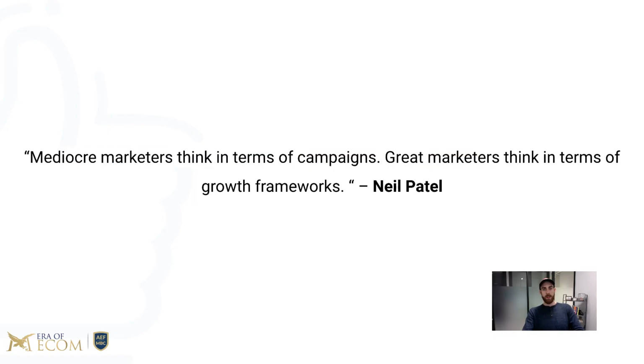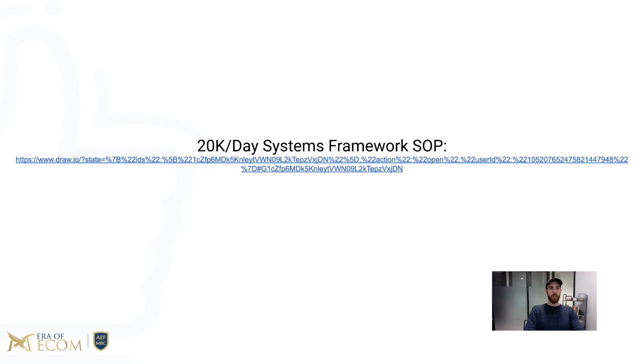All right. Mediocre marketers think in terms of campaigns. Great marketers think in terms of growth frameworks. That's by the man Neil Patel. Neil Patel owns a lot of awesome metric and tech companies. You should look them up. So this is the 20K a day systems framework, the standard operating procedure to get you to 20K a day.